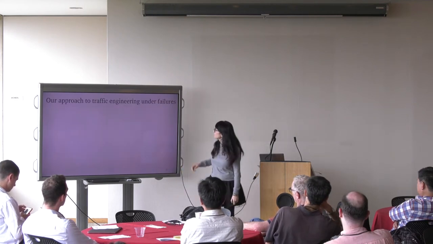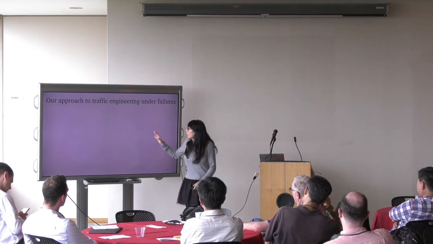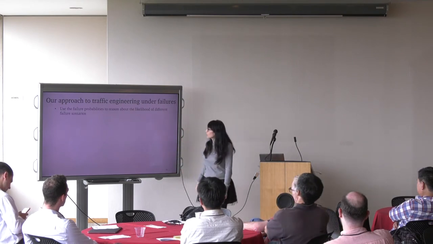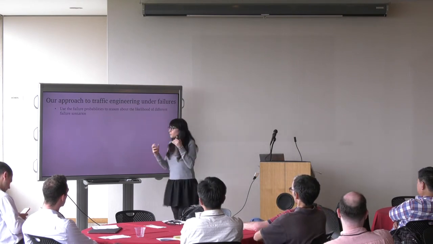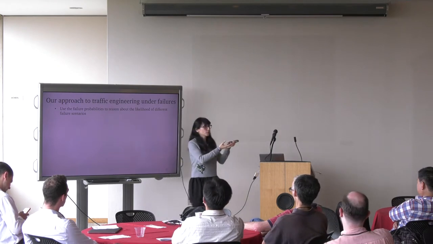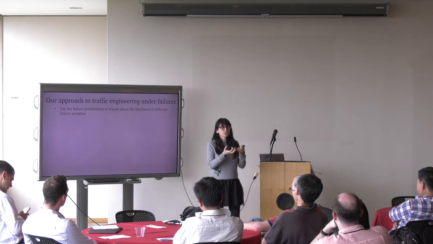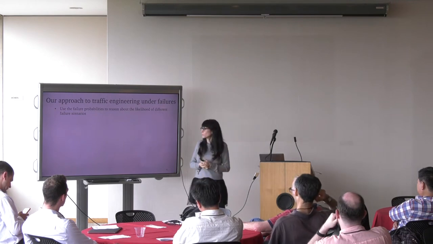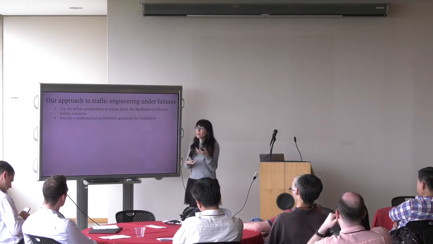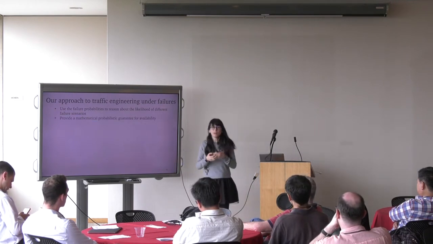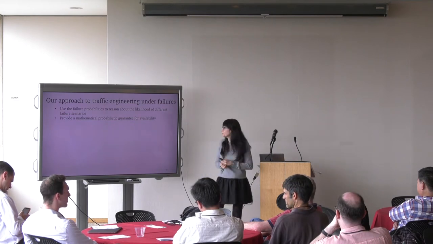Okay. So our approach to traffic engineering under failure is as follows. We use the failure probability of different failure scenarios, and then we use them to reason about the likelihood of each of these failure scenarios. And then we provide mathematical probability guarantees for availability of the network as a whole.